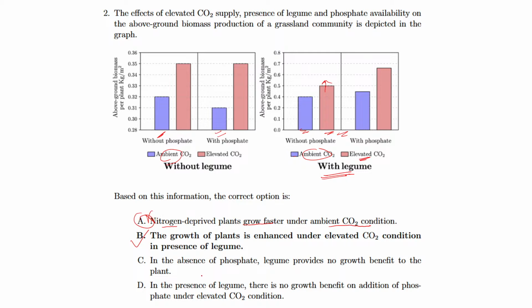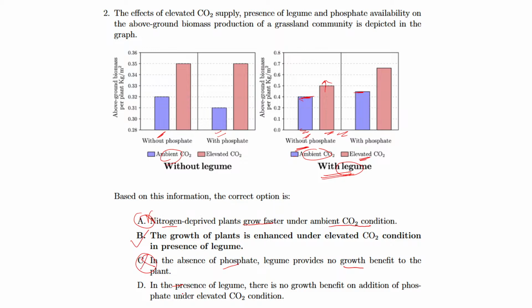Next I have the third option, which says that in absence of phosphate, legume provides no growth benefit to the plant. So here we have the option of a legume without phosphate. Here I can see that in absence of phosphate, the above ground biomass production is less. I can clearly see that there is an increase in biomass level with addition of phosphate. So this option also goes wrong.